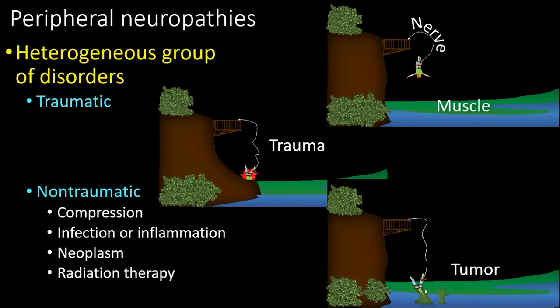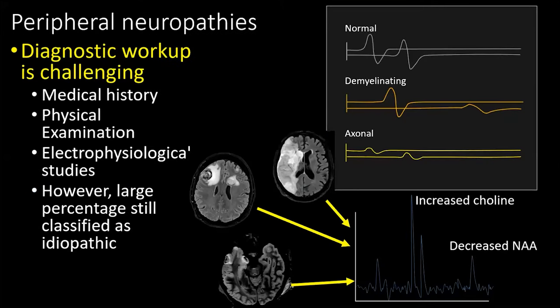But yet, despite having an incredibly heterogeneous group of pathologies that can cause a peripheral neuropathy, they actually all look very similar when we get down to EMG studies. I kind of like to compare it to doing MR spectroscopy. You have tons of different pathologies when it comes to MR spectroscopy, but in the end, the spectrum all looks like decreased NAA, increased choline. Similarly, there's this very diffuse spectrum of peripheral neuropathies for which you really only get two basic findings on the EMG, which is the myelinating and axonal pathology.